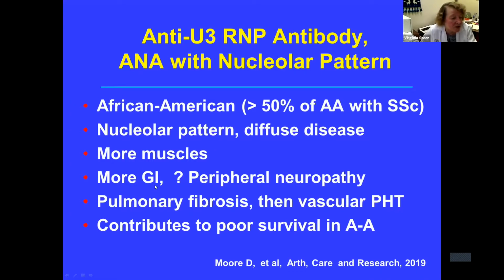They have some severe GI disease. They may even have some peripheral neuropathy. Some of the GI may be a neuropathic type of process causing the motility issues. They also have pulmonary fibrosis. And then unlike our SCL70 patients, they generally can get pulmonary arterial hypertension rather than pulmonary hypertension secondary to the fibrosis. So they're really complicated and very sick patients, and that contributes to the poor survival in African Americans.